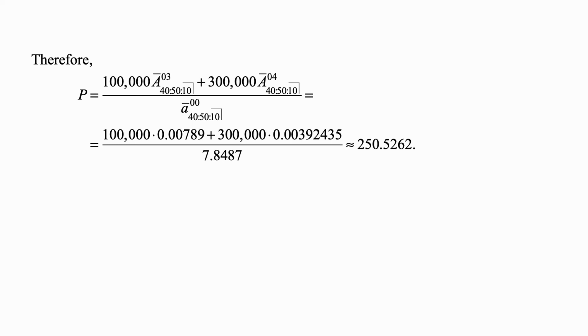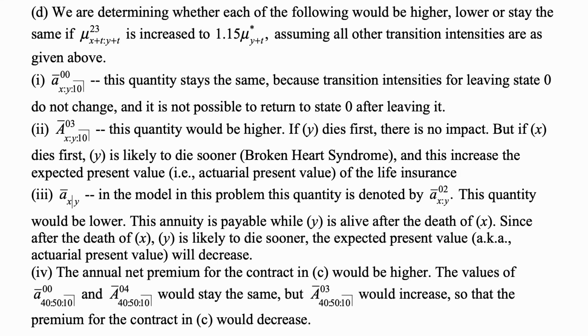So now we can calculate the premium. And the premium is 100,000 times the actuarial present value of a unit benefit for transition from state 0 to state 3, plus 300,000 times the same for transition from state 0 to state 4, divided by the annuity, which describes how the premium is paid. All of these are now given. We plug them in, and we calculate it, and we get approximately 250.5262. And here is part D.